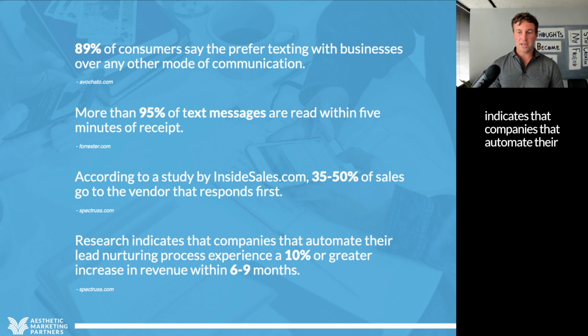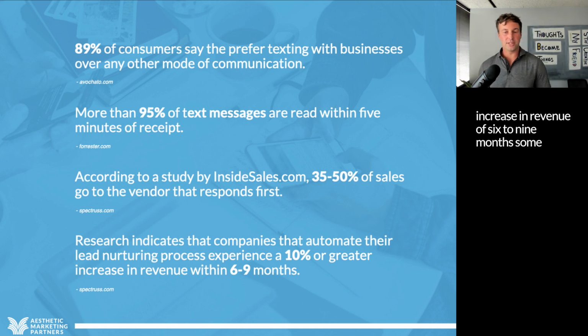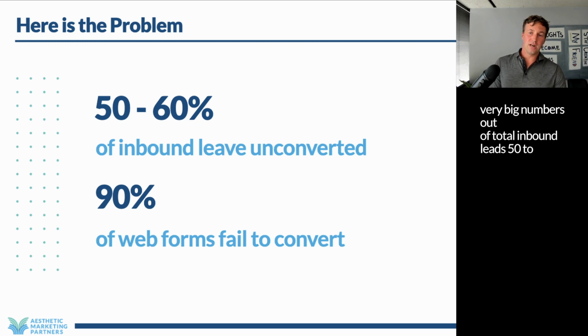Research indicates that companies that automate their lead nurturing process experience a 10% or greater increase in revenue in 6 to 9 months. Some very big numbers. Out of total inbound leads, 50 to 60% leave unconverted.